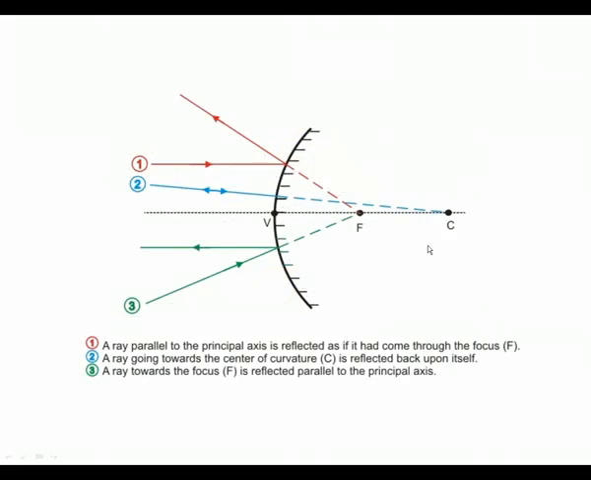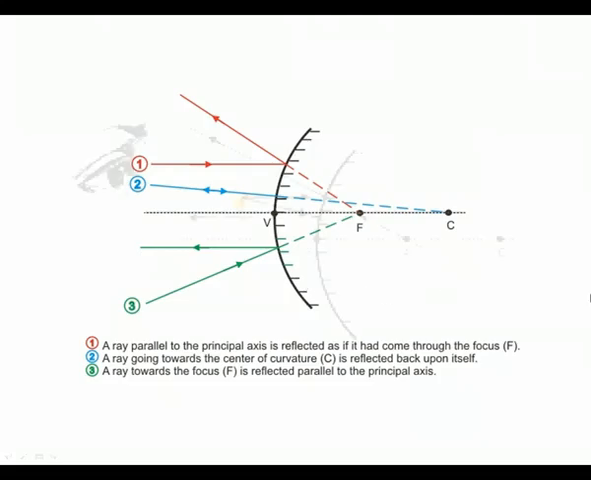If we go to the convex mirror, we can see that we have a similar set of rules. In parallel, out through F. Now it hasn't really come from F, but it looks like it has come from F. In through C, back through C again, and again it looks like it has come from C, but hasn't really because of course the mirror is opaque. And in through F, or aiming towards F, out parallel to the principal axis.